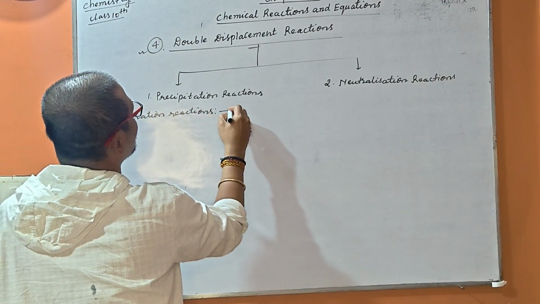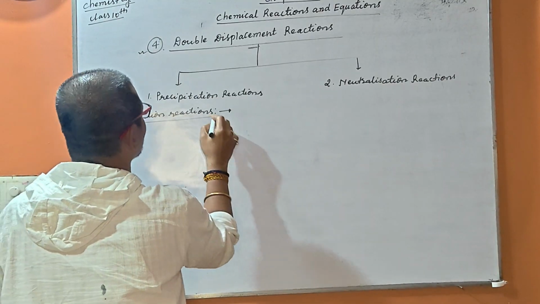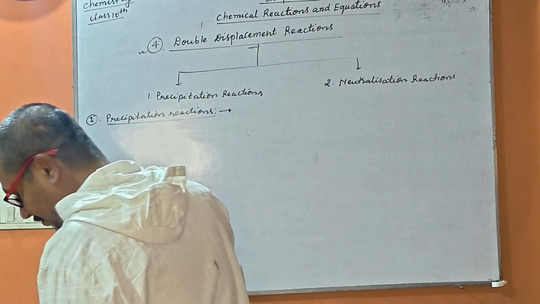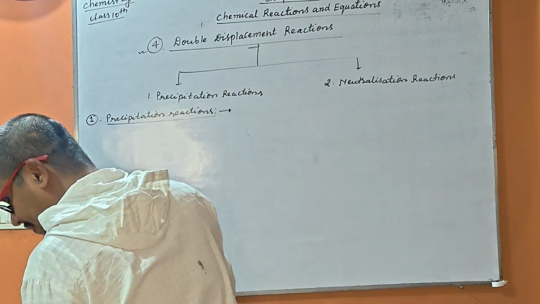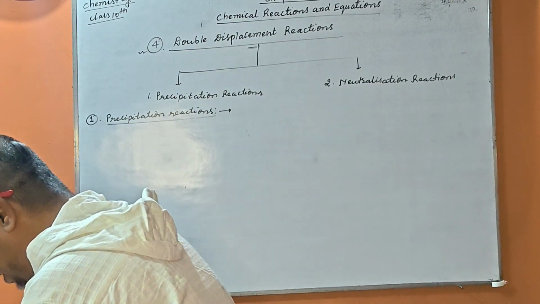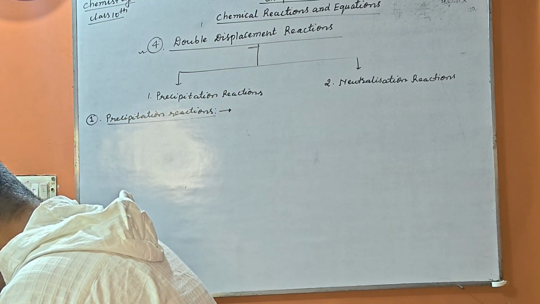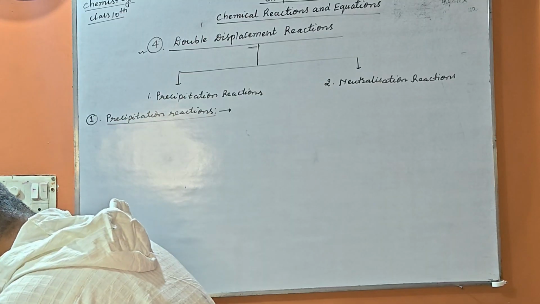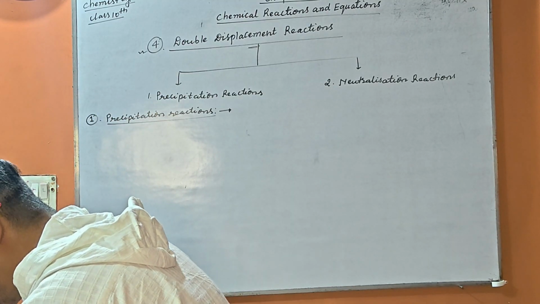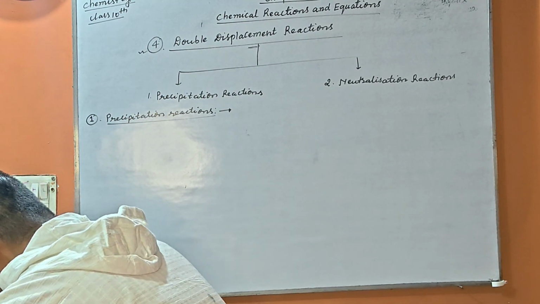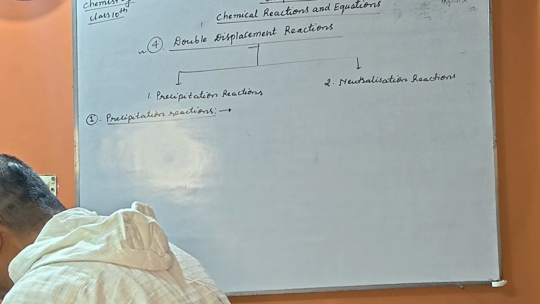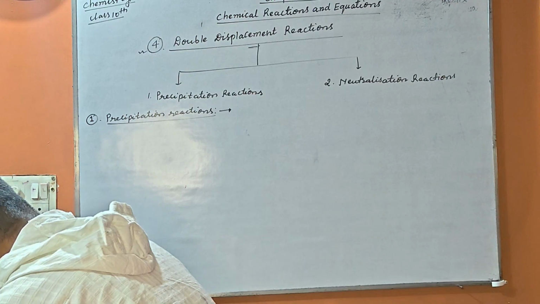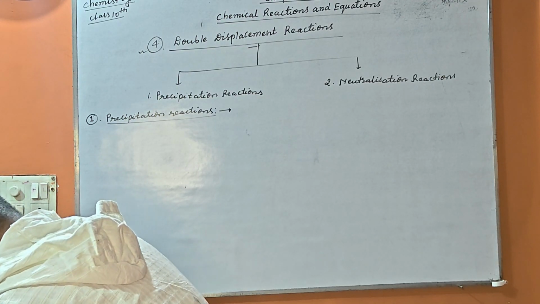The precipitation reaction is that type of reaction in which a precipitate is formed. According to the NCERT also, there are two types of double displacement reactions, the precipitation reaction and the neutralization reaction.